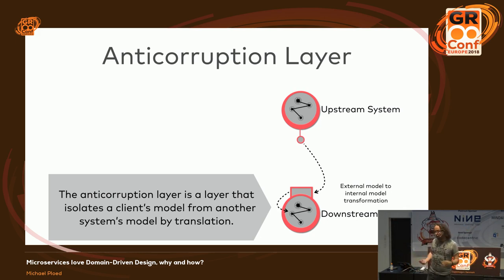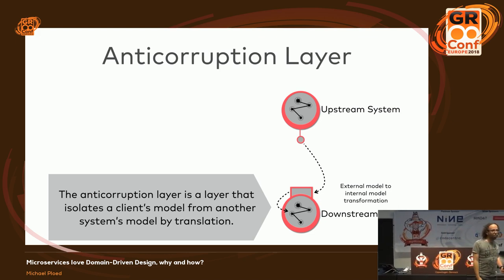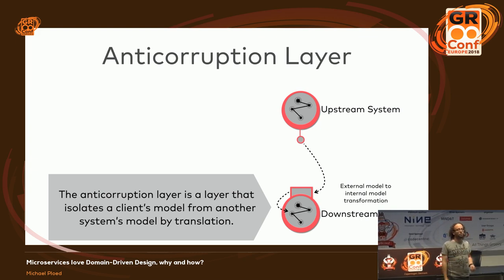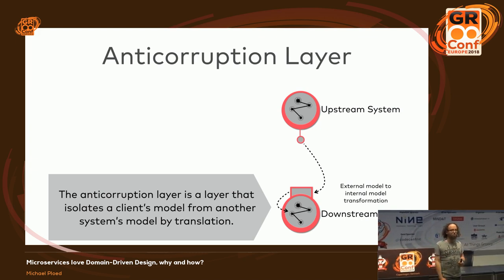So the anti-corruption layer takes in an external model and transforms it into my own worldview. Let's say I get a customer from a customer service, but I really don't care about customers. I care about addresses or address stickers. And I just transform the customer into an address sticker in my own model.